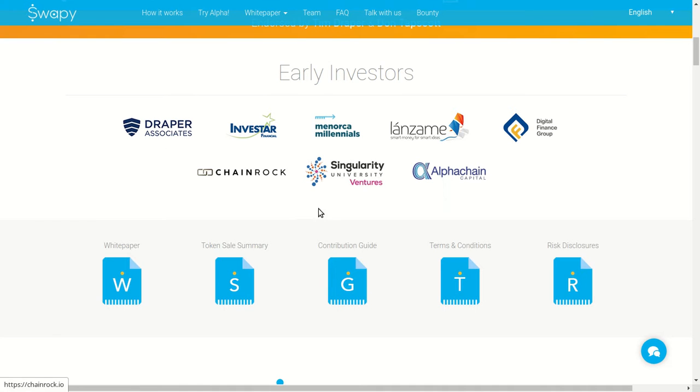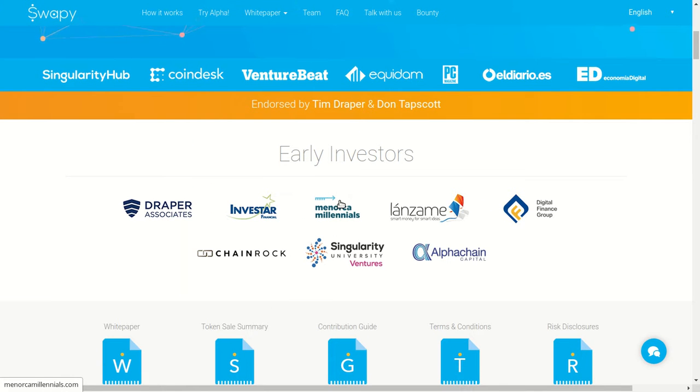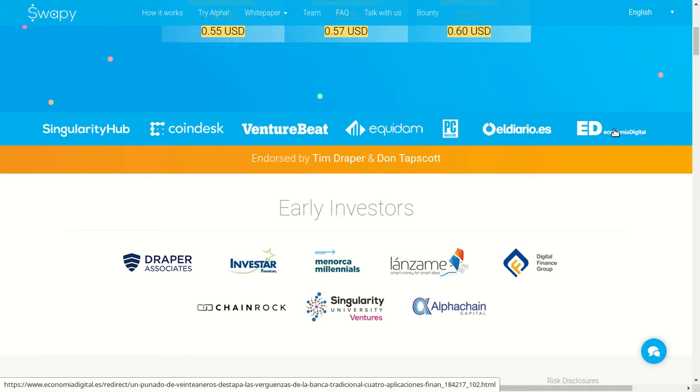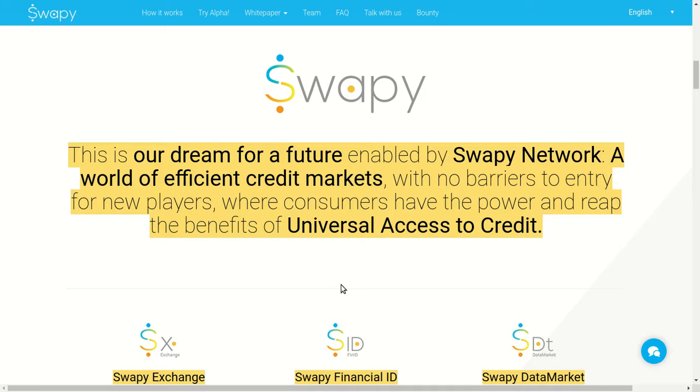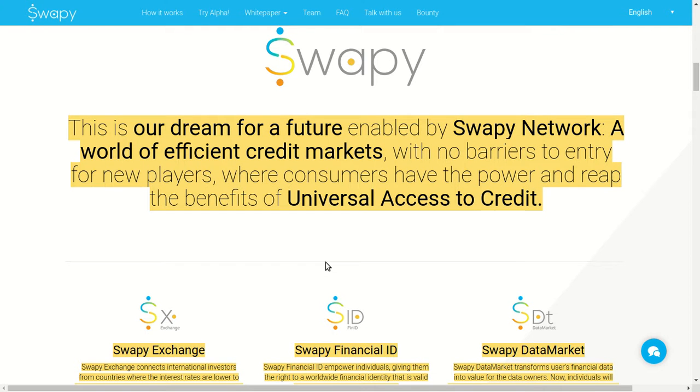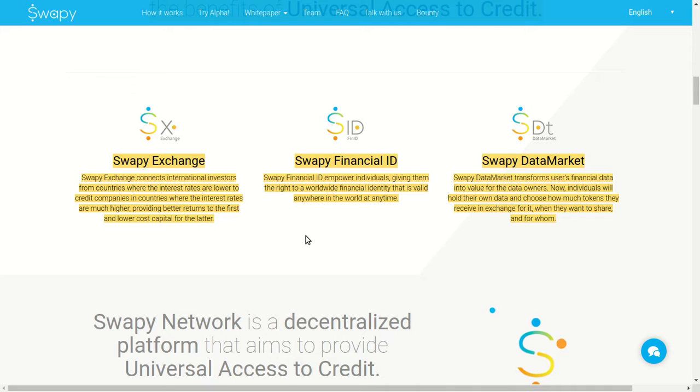Some early investors, some media mentions here. They say this is our dream for a future enabled by Swapy Network, a world of efficient credit markets, with no barriers to entry for new players, where consumers have the power and reap the benefits of universal access to credit. They have three functions: Swapy Exchange, Swapy Financial ID, Swapy Data Market.